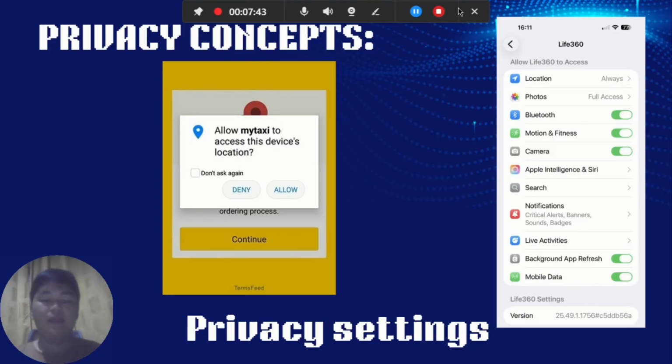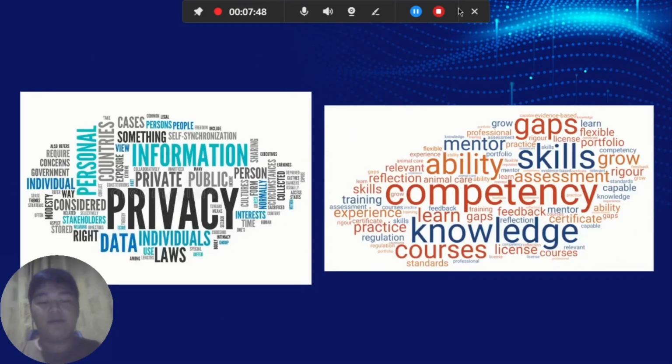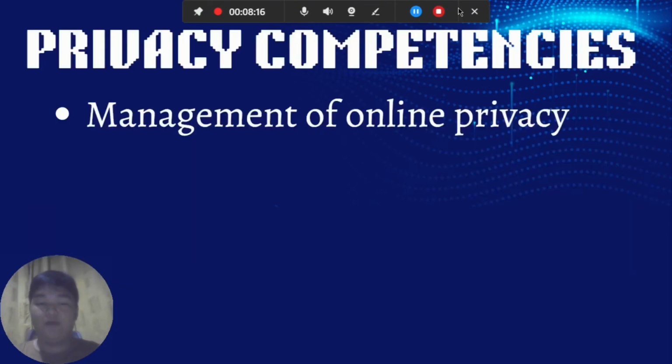Now, this time let's move on to privacy competency. By the word competency, it is basically the skills or abilities required for an individual to perform. So if we put the two words together, privacy competencies encompass the knowledge, skills, and attitudes a person needs to critically and purposefully interact with information, media, and digital technology of all forms. The types of privacy competency are as follows.